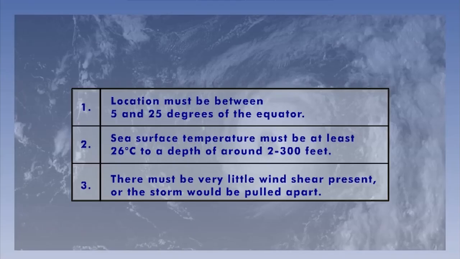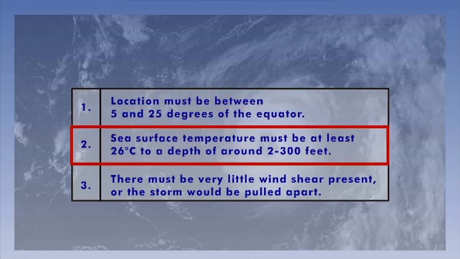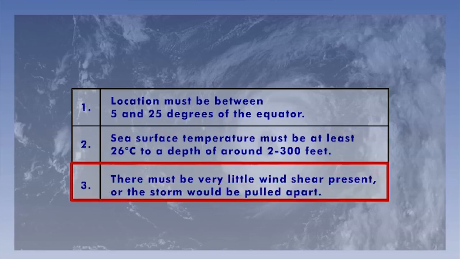These are the requirements for the formation and sustained development of a tropical revolving storm. The location must be between 5 and 25 degrees of the equator. The sea surface temperature must be at least 26 degrees Celsius to a depth of around 200 to 300 feet. And finally, there must be very little wind shear present, or the storm would be pulled apart.